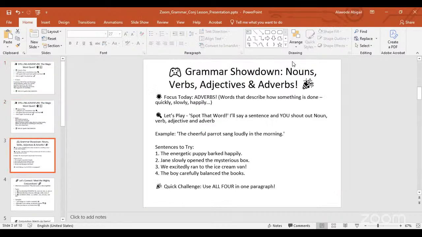We'll do this next time because of time. We can move on now. So nouns, adjectives, and verbs revision. I'll say the word and you tell me what part of speech it belongs to. For example, I could say spot the verb in this sentence: the cheerful parrot sang loudly in the morning. Cheerful. So when I say the word, you tell me what part of speech it is. All right, so let's start.